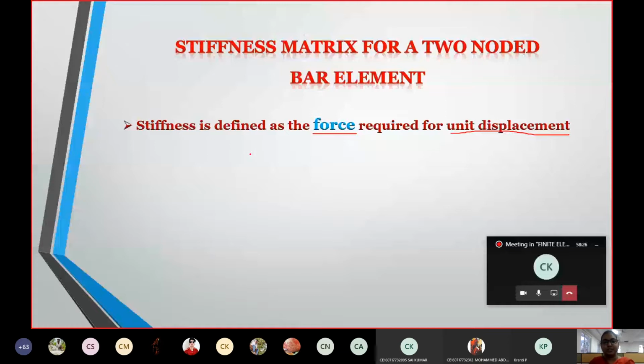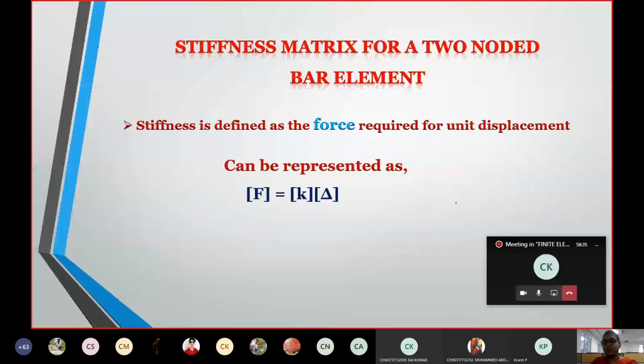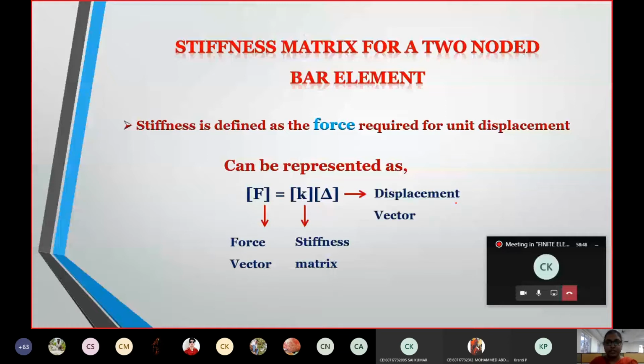Now, that can be represented in this form, F equals K delta. What is F? F is the force vector, K is the stiffness matrix, and delta is the displacement vector. All right, this is the format that you find in your stiffness matrix method.